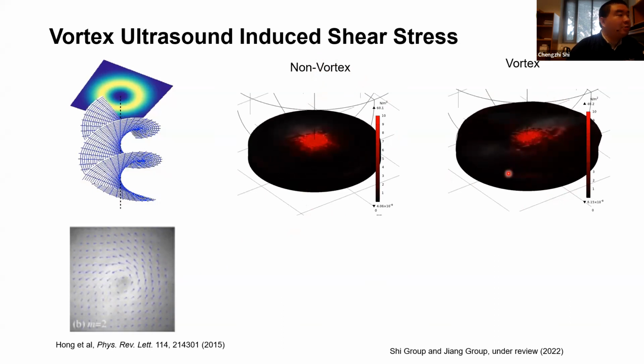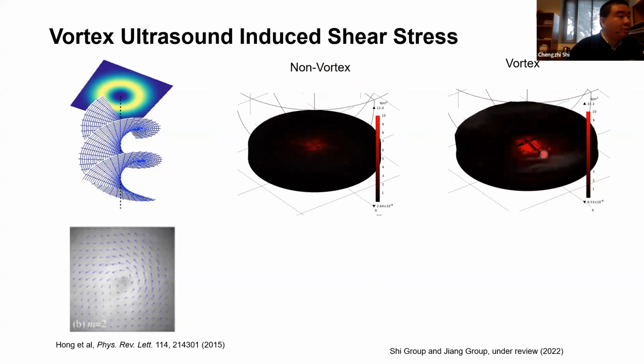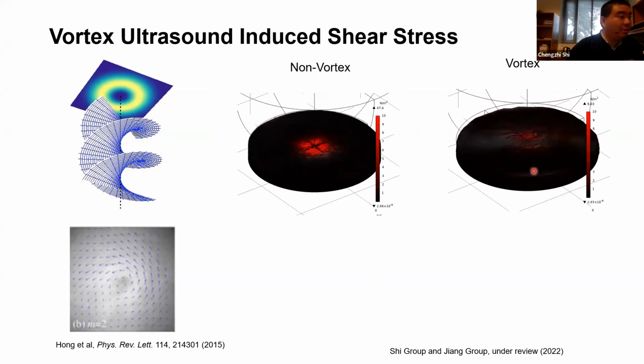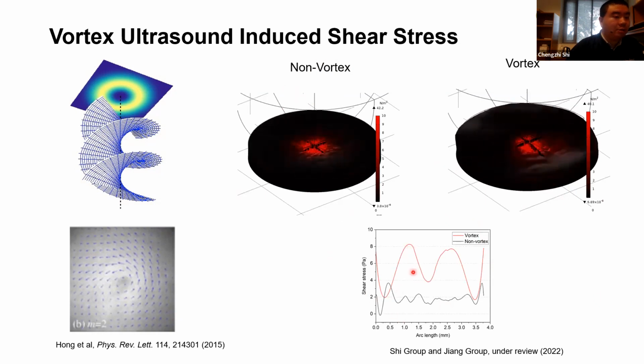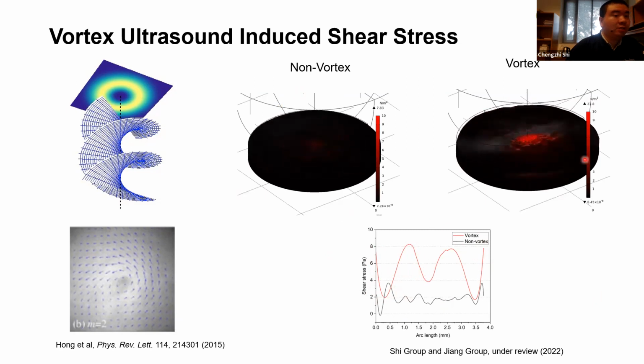And this is the shear that we will use to break the fibrinogen structure to break the blood clot faster and more efficiently. We also calculated the shear stress along the azimuthal direction, and you can see we get a 4-fold increase of the shear stress inside the blood clot using the vortex ultrasound.